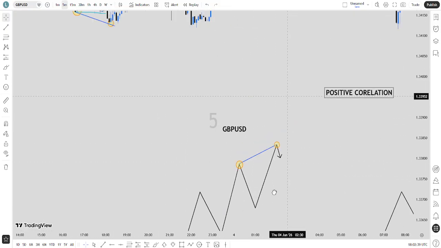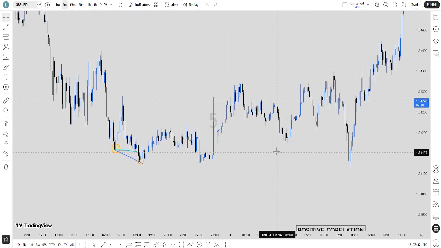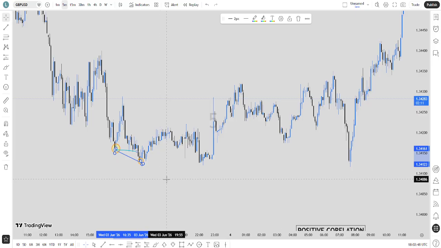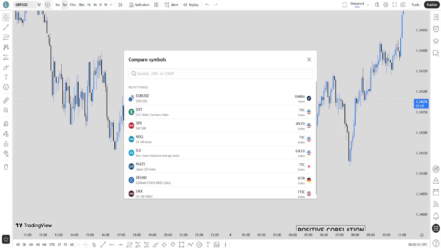Let's just find examples of negative correlation. For the negative correlation, we will be doing the same. What will we be doing? We will be adding DXY in a new pane. Here we will add DXY in the new pane.